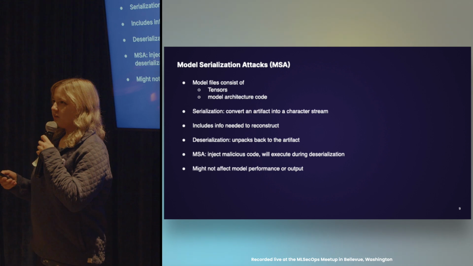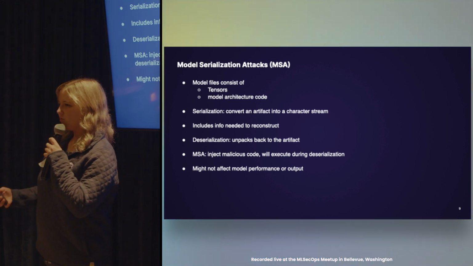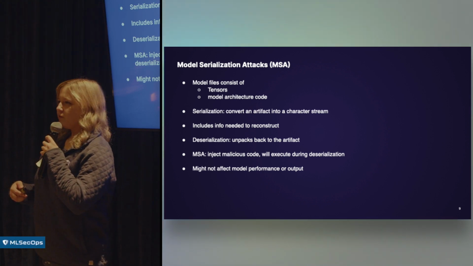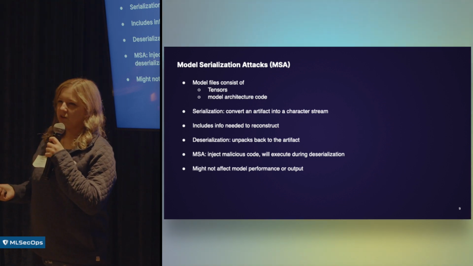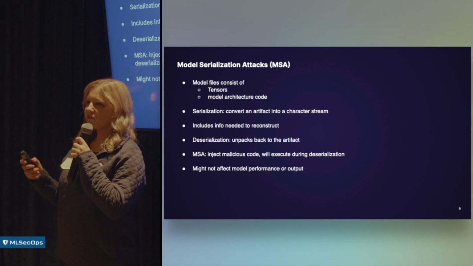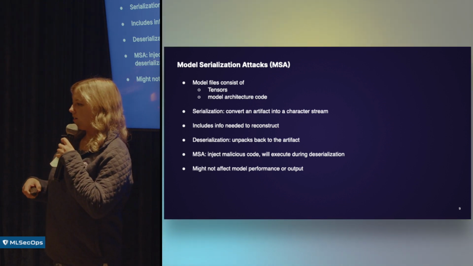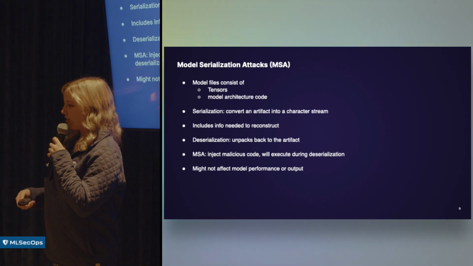To serialize a model into a file, like going from the artifact into a file that you can save, it needs to contain all of the information to unpack it back into the model artifact. So for a model file, that's going to consist of the tensors, so the large vectors of the weights of each layer, and the model architecture code to how to put it all back together.